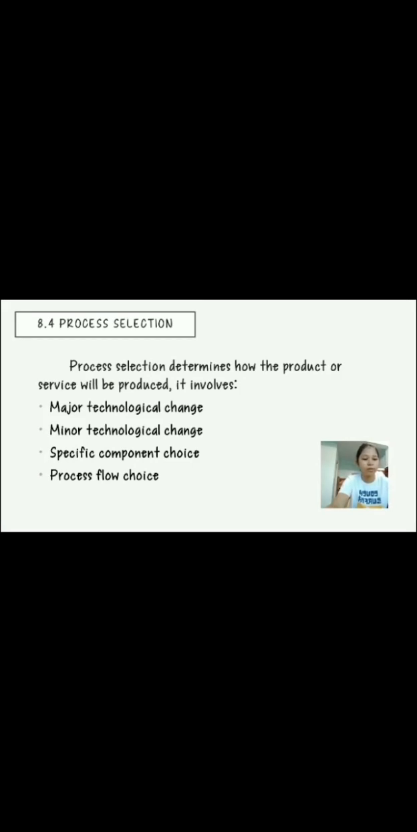It also involves choosing the right tech solution to optimize the product performance, development process, and overall success. While minor technological change is a decision about technology or tools to be used in developing the product, but with less impact, it still contributes to the development of the product. Next is the specific component choice, which refers to selecting the individual features, functionalities, or elements that will be included in a product. It involves deciding which components are essential to meet user needs and achieve the product goals.